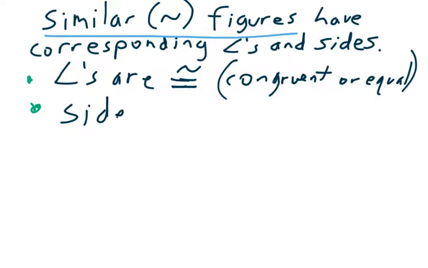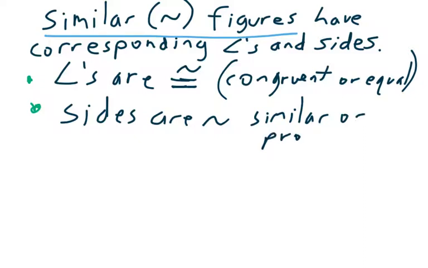So the sides are going to be similar. And remember, similar is just the one squiggly line. And that means similar or proportional, which means we can solve for it. Remember how a proportion works? If you have 3 bits of information, you can find the 4th bit. So if we know 3 of the sides, we can set them up in a proportion to find the 4th side.